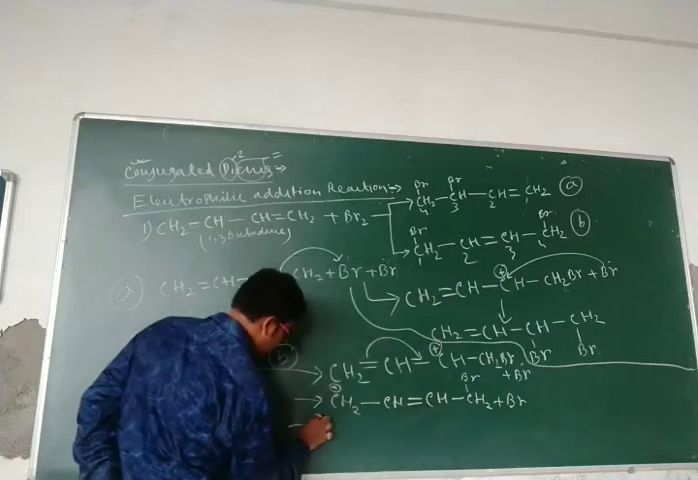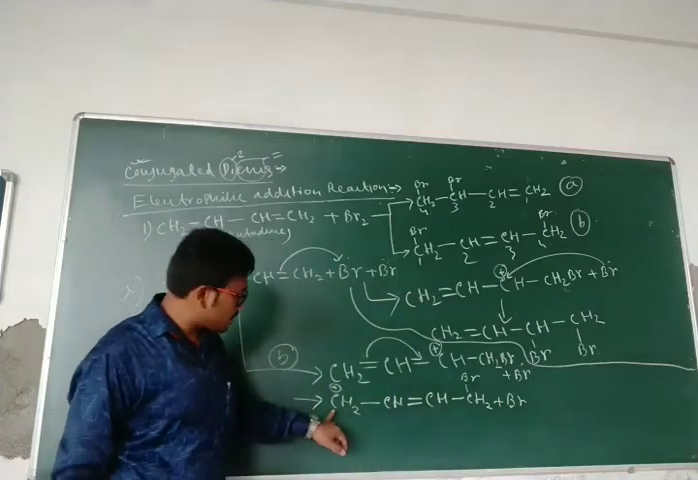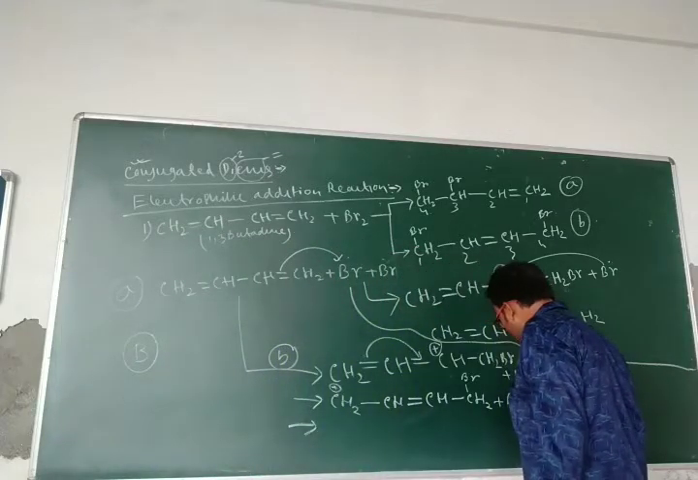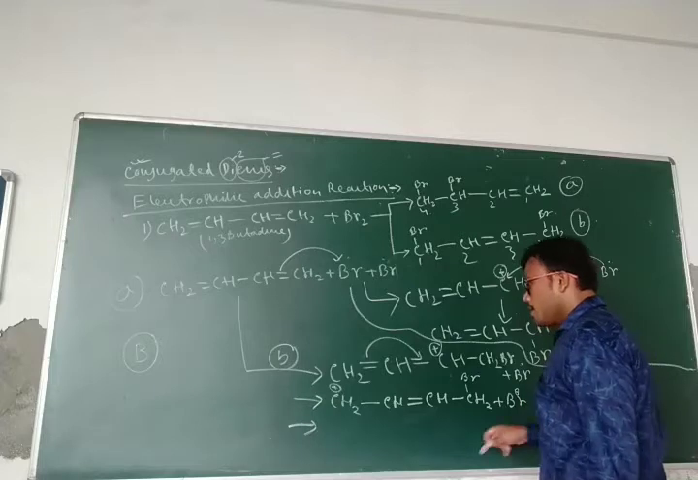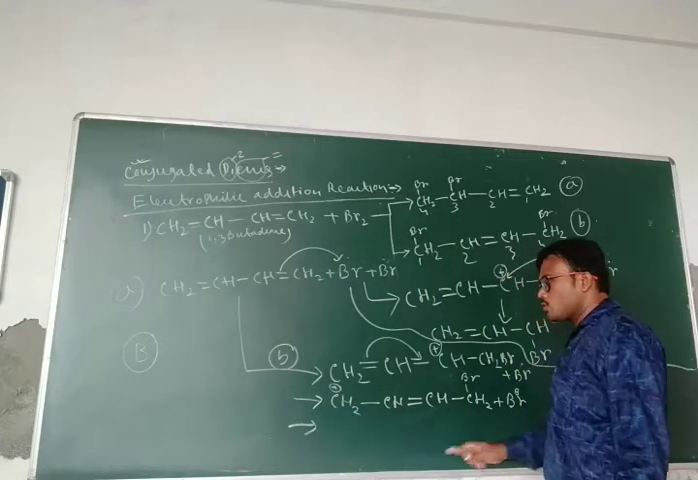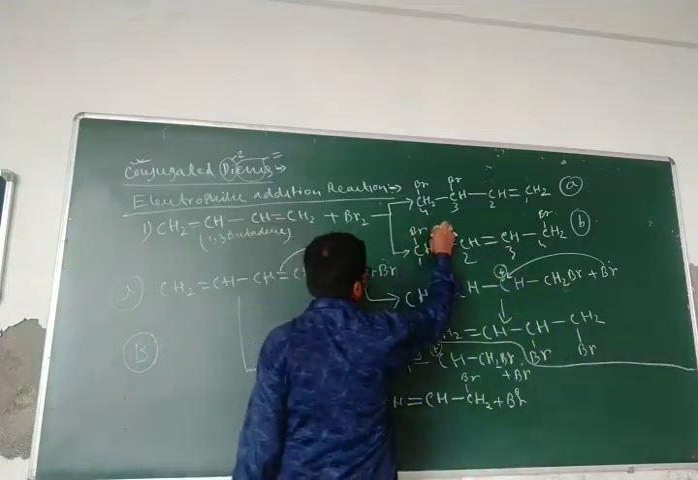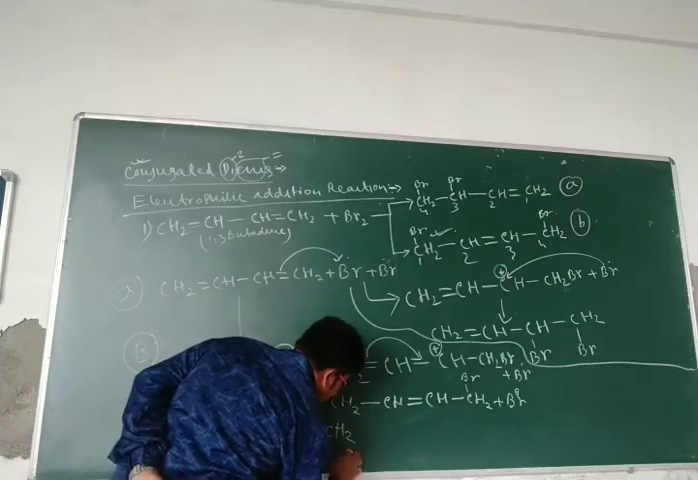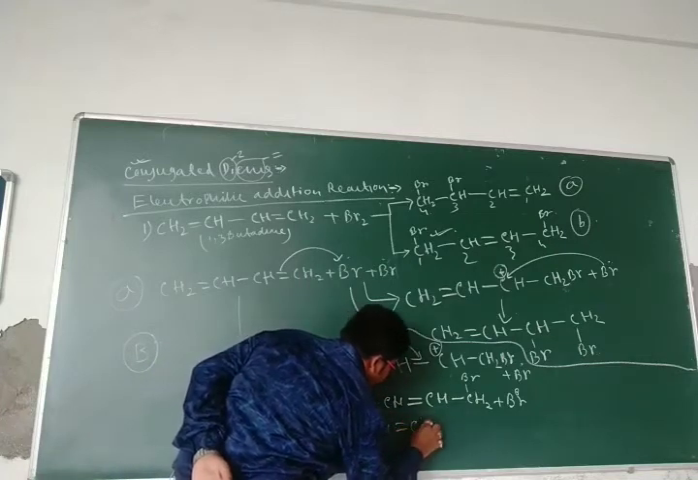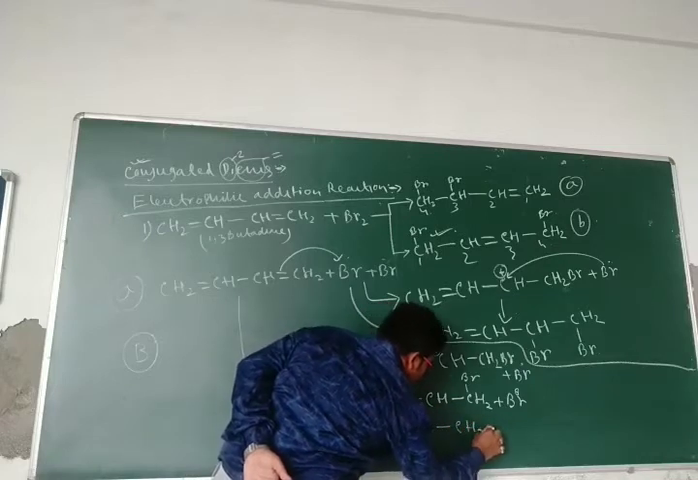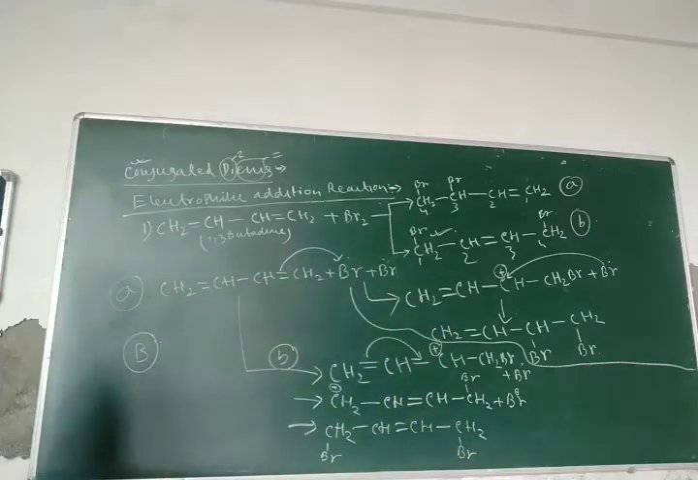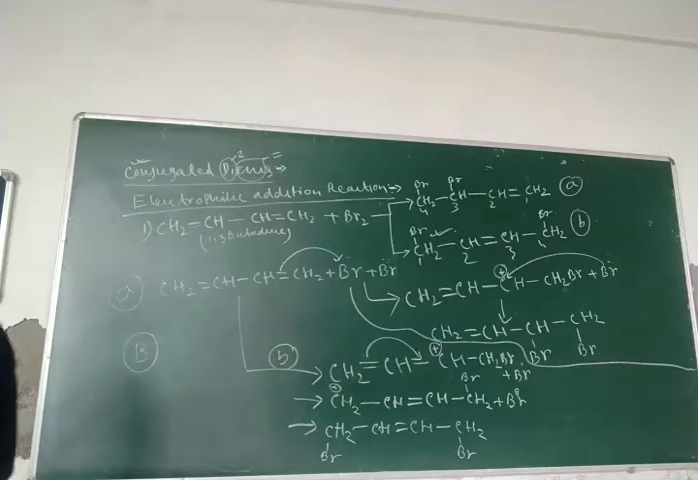After that, this carbon atom is electron deficient. Then what will happen? This bromine atom has an extra electron. So bromine donates its extra electron to this carbon atom, and the second product is formed. Okay, so this is the mechanism of electrophilic addition reaction of dienes. I think it is clear to all of you.